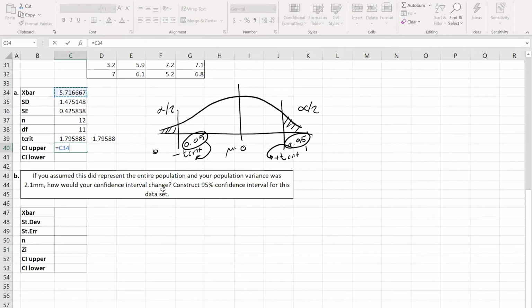So for our confidence interval, the upper one is our mean plus our critical value times our standard error. For the lower one, it is our mean minus our critical value times our standard error. So this is the range for our 90% confidence interval.